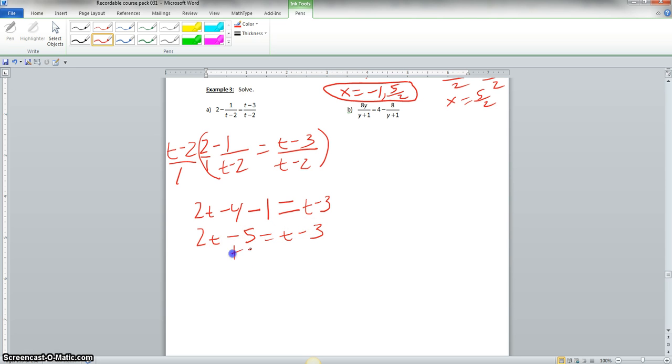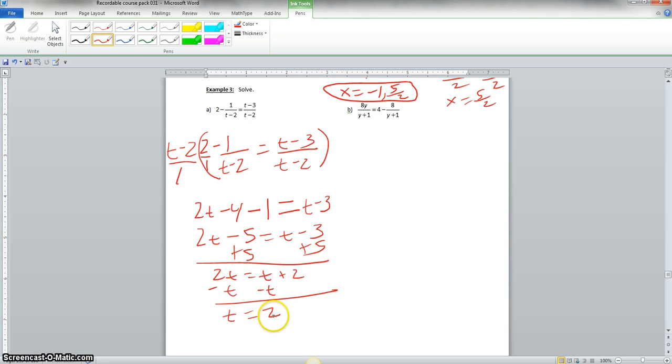Now, we will add 5 on both sides. And we'll have 2t is equal to t plus 2. Subtract t on both sides. And we'll have t is equal to 2.